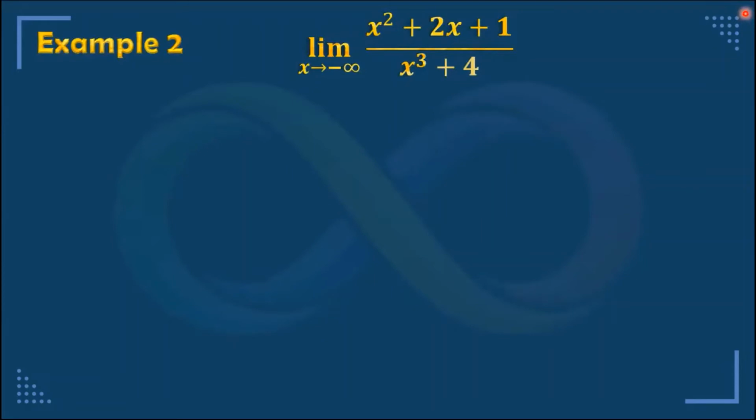Example number 2. Limit of the function x squared plus 2x plus 1 all over x cubed plus 4 as x approaches negative infinity. So the first step is to divide both the numerator and the denominator by the term in the denominator having the highest degree. The degree of the denominator is 3. Therefore, our divisor is x cubed.